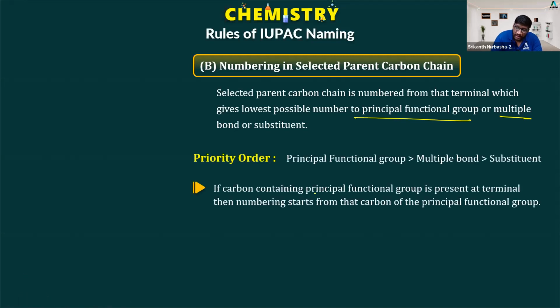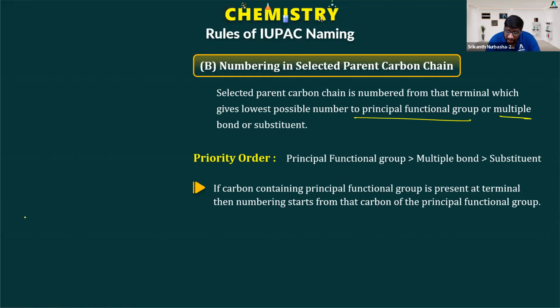If a carbon containing principal functional group is present at the terminal, the numbering starts from that carbon of the principal functional group. Like if you have a carboxylic acid group, numbering always starts from the carbon of C double bond OH, because it's the terminal functional group. You cannot have carboxylic acid in the middle. Why? Because this carbon is already included in 3 bonds, so only one bond you can include further. You cannot have 2 bonds on 2 sides. That means C double bond OH is a terminal functional group. It will always be present at one of the ends.